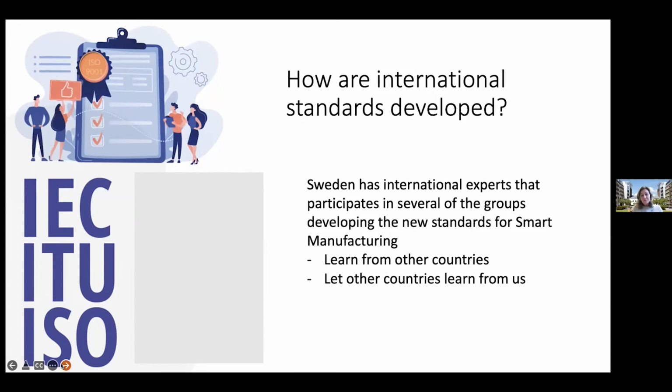If it's benefits, because then we, and now when I say we, I mean Sweden, we will learn from other countries. So by having Swedish experts, we can learn from what they are doing in other countries and how they are seeing a problem or how they are tackling this. And we can also let other countries learn from us, what we are doing and where we are front runners, and tell others about this.